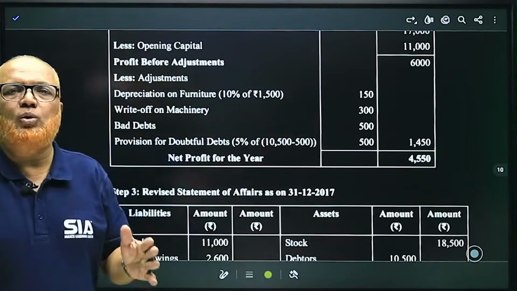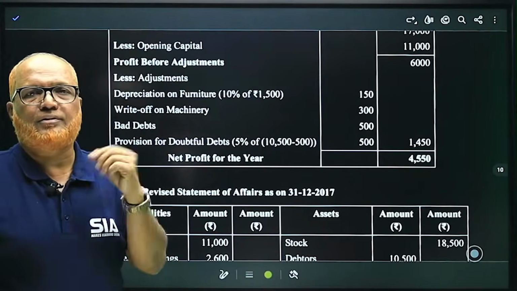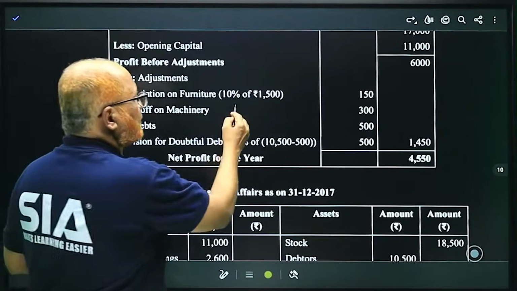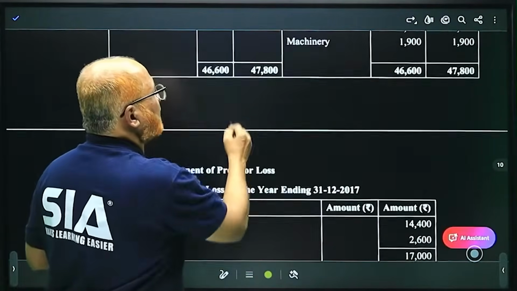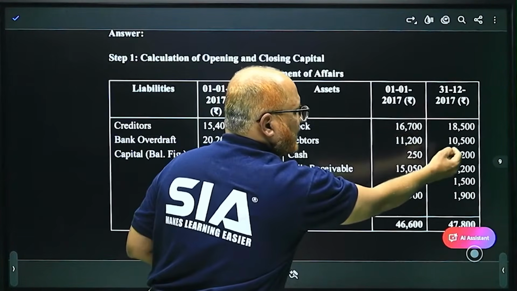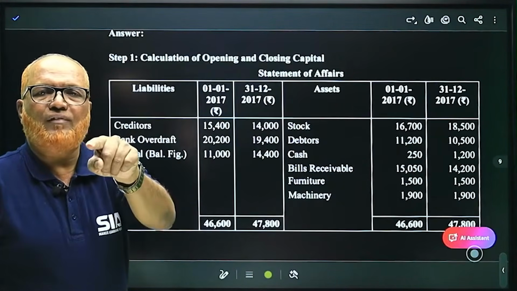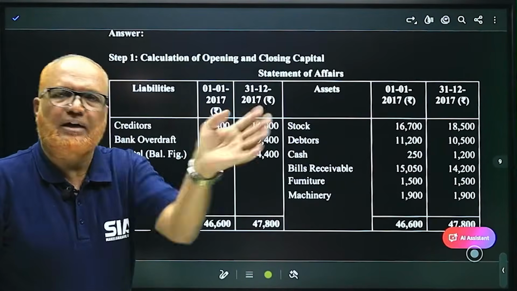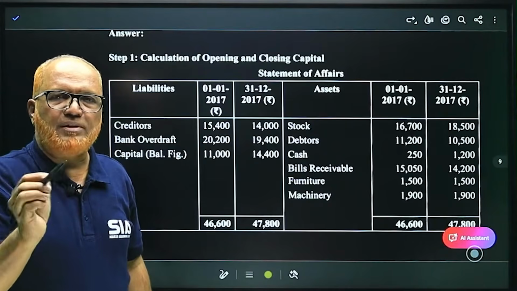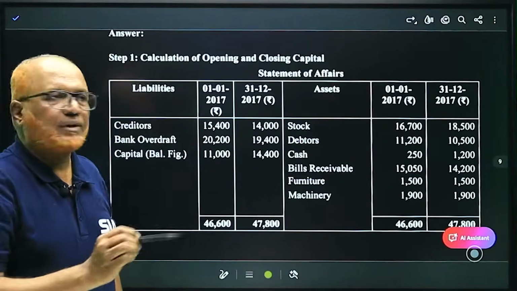And it is asking you to make the provision for doubtful debts at 5% on debtors. From debtors, we have to subtract the bad debts. See here, the debtors at the end of the year are 10,500. Out of 10,500, 500 are bad debts, so deduct. So don't calculate 5% directly. First take the bad debts out of the debtors, and after that calculate the provision for doubtful debts.